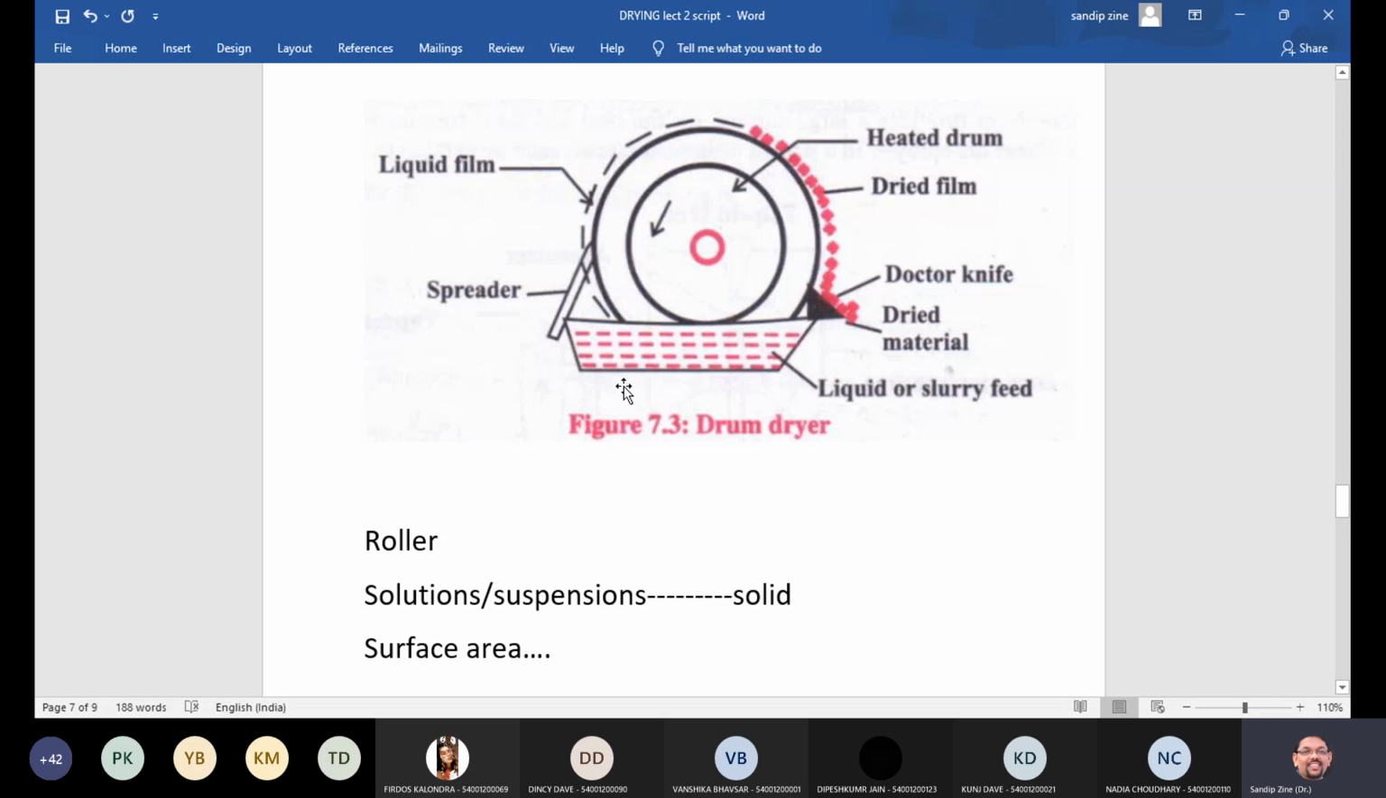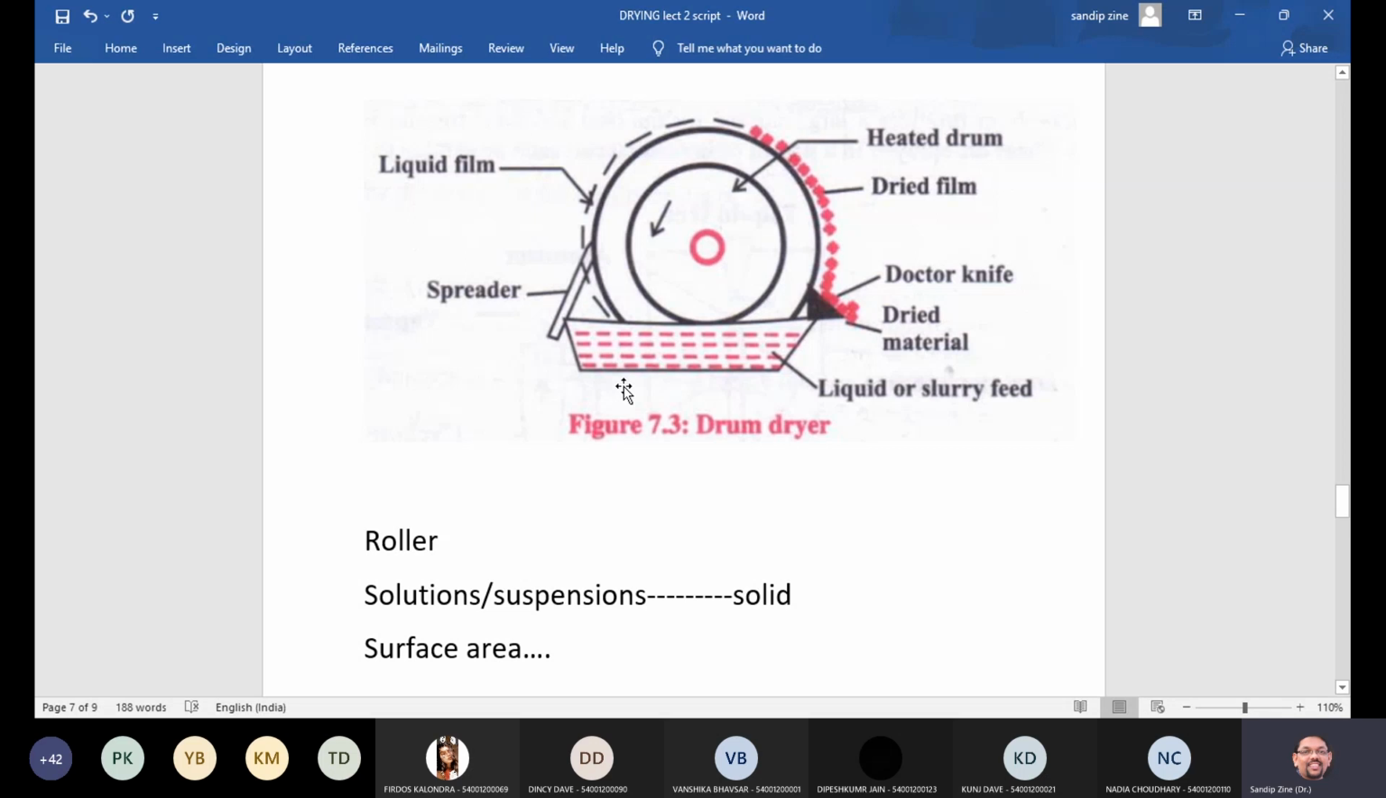So I just write one word as steam, and this is rotated on its longitudinal axis, and the external surface of the drum is generally polished, whatever assembly is there. Liquid or slurry is placed as a feed in a pan. So this is a pan or maybe the reservoir, in which we are keeping our liquid or solution or suspension, which we have to dry. And the drum is partially dipped in the pan.